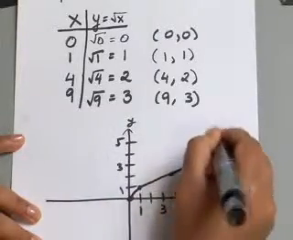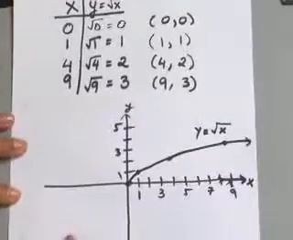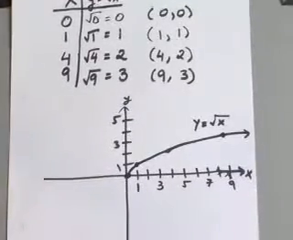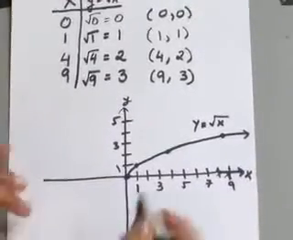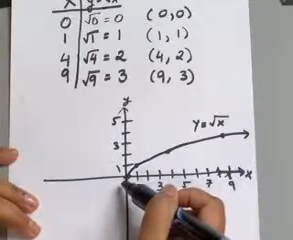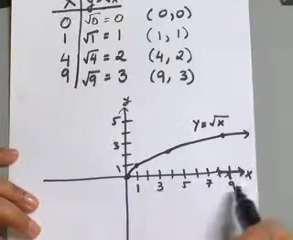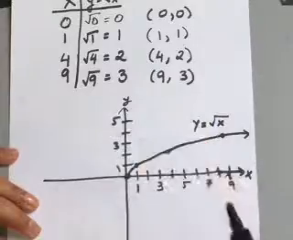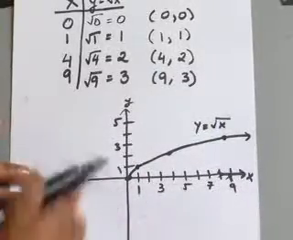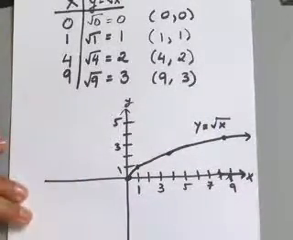And this is your graph of your square root of x function. So you can see this is a curve which has positive x and positive y values. There is no graph on the negative side of your coordinate plane.